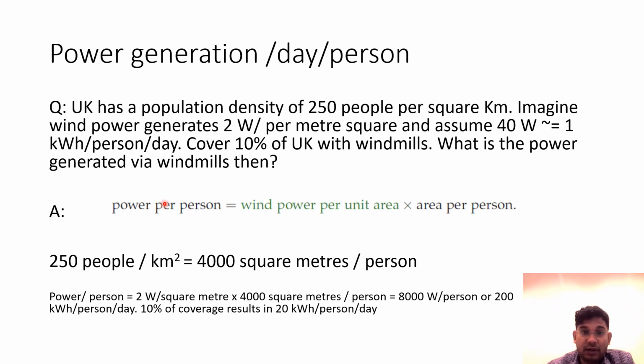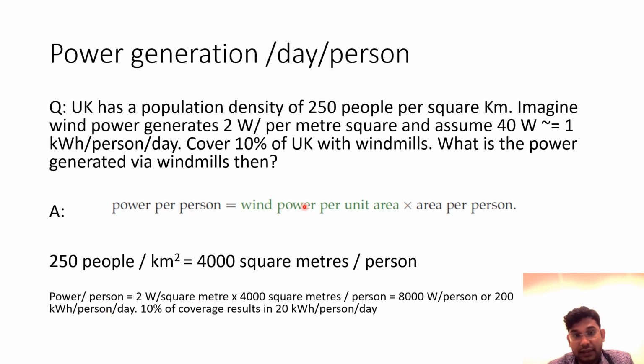If you have to calculate the power per person, it's just the power per unit area times the area per person. So I gave you all these things and you have to just cancel each other out. And I gave you the population density, just by taking the reciprocal, and by converting kilometer square to meter square, you can come to this square meters per person, right? And just plug this value inside the formula, you are done.